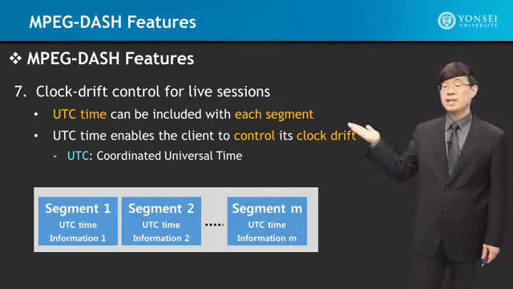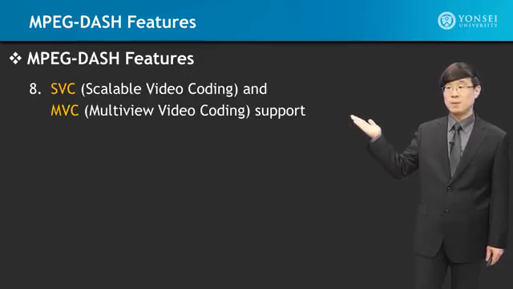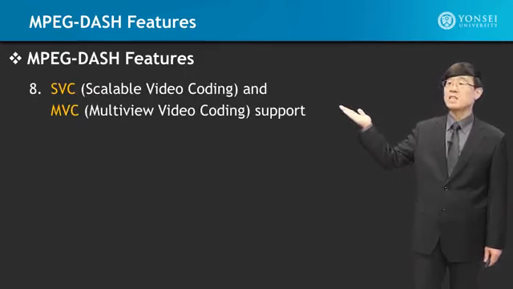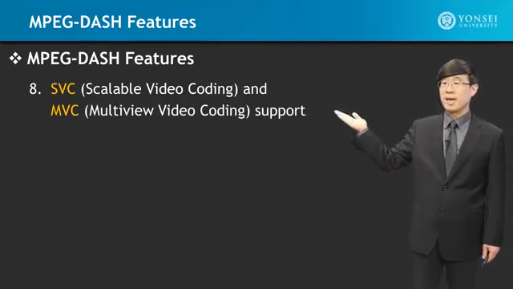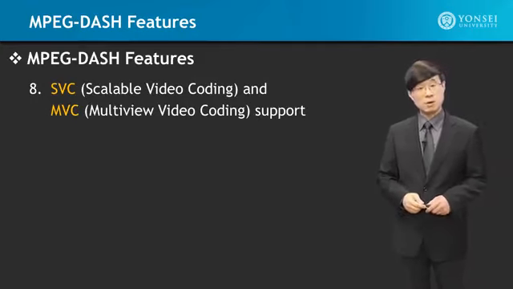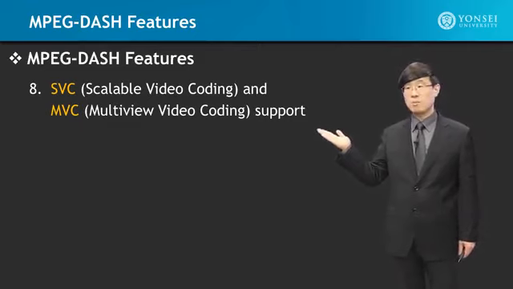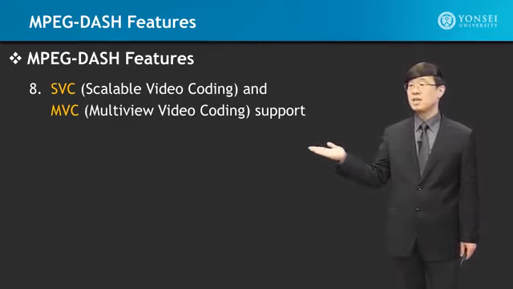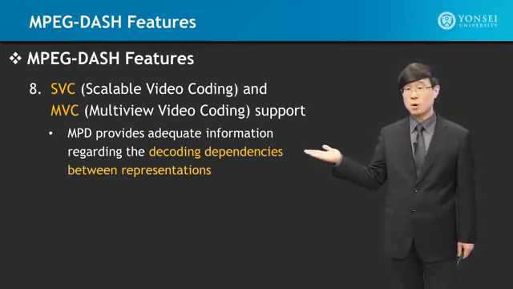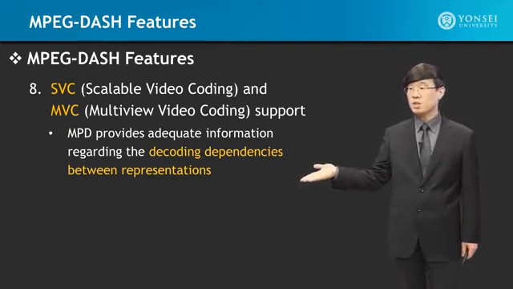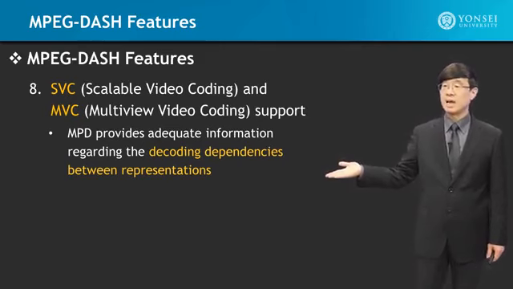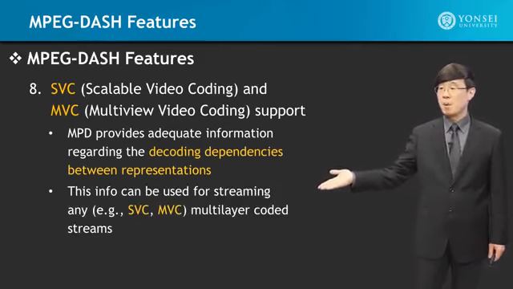Then, in step number 8, we have SVC and MVC is supported. Both of these are important. SVC is scalable video coding and MVC is multi-view video coding. Both of these are important. The MPD provides adequate information regarding the decoding dependencies between these representations. This information can be used for streaming any SVC or MVC, multi-layer coded streams.